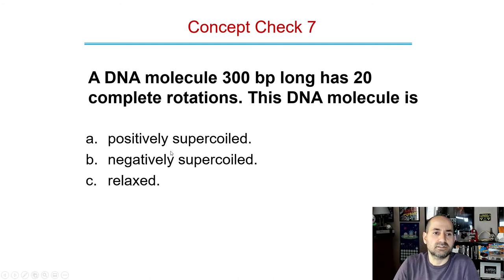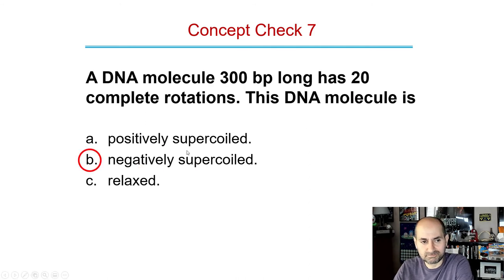So let's take a look here. A DNA molecule 300 BP long has 20 rotations. Is this DNA molecule positively supercoiled, negatively supercoiled, or relaxed? Relaxed means normal. Well, normal would be 10 per turn, right? So 10 per turn. If it's 300 BP, how many turns would we expect? 30. Does that make sense? 10 BP, 30 turns. But we only have 20 turns, so we are negative supercoiling. Does that make sense?